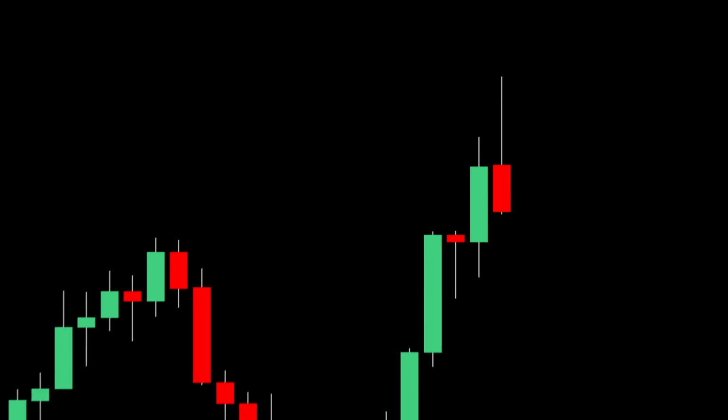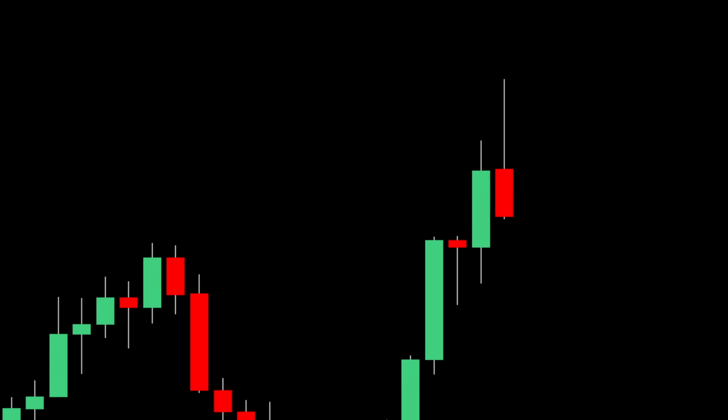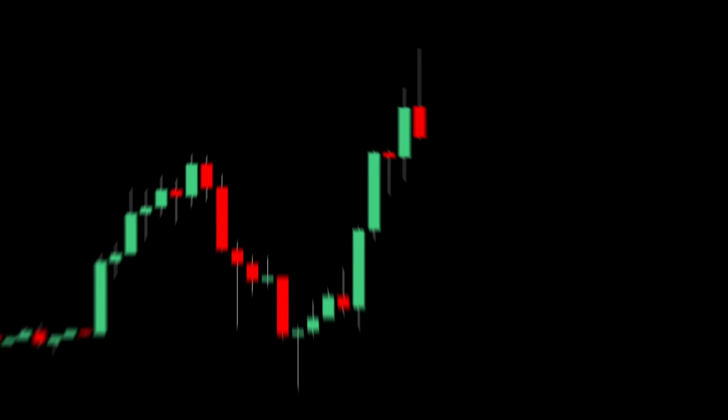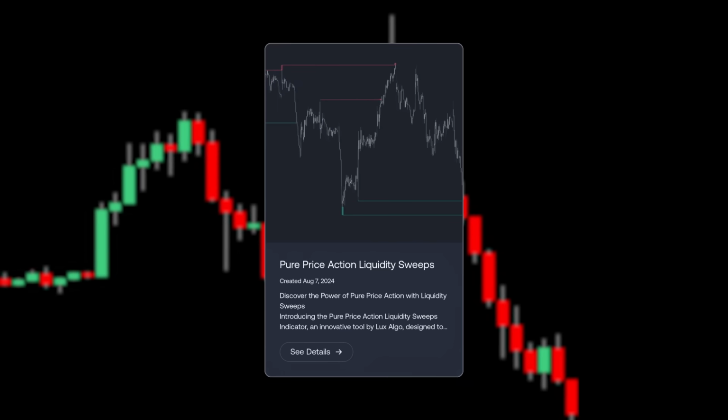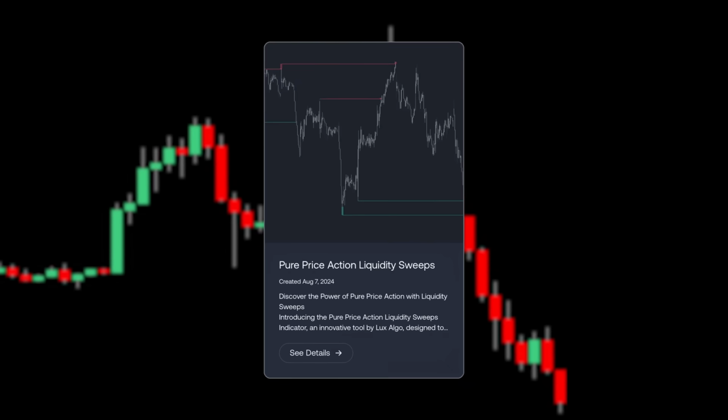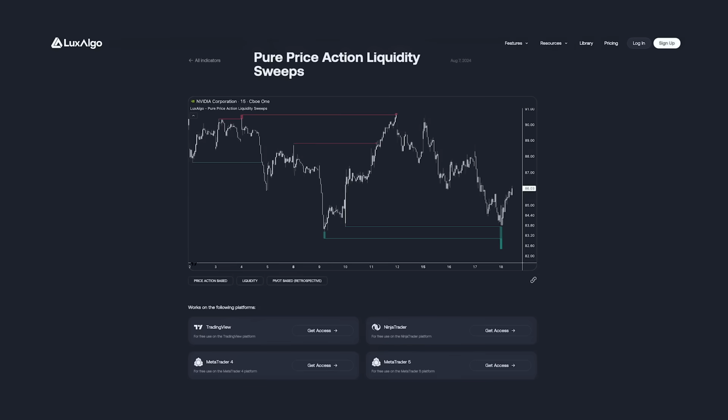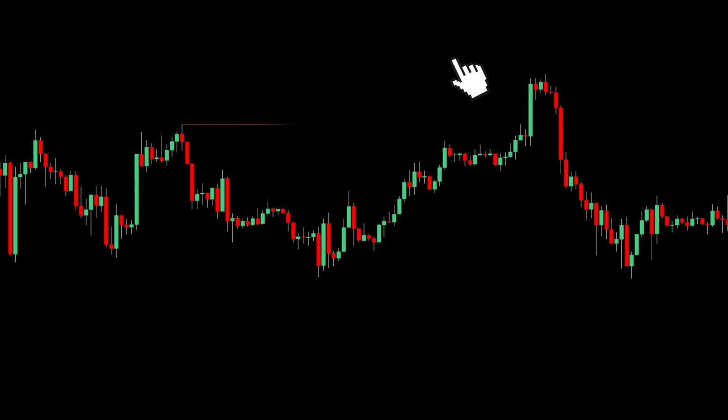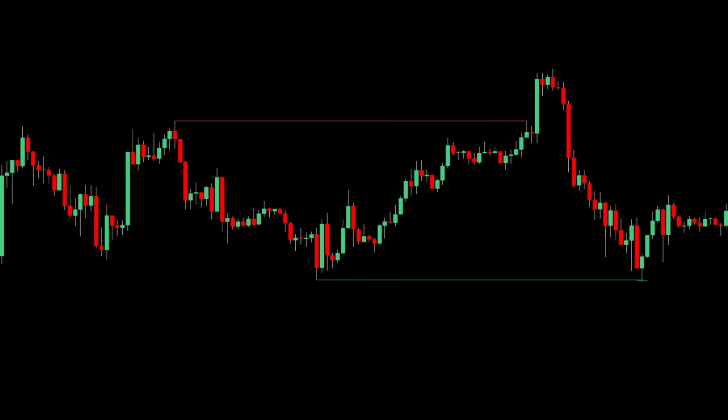On the chart, a sweep often appears as a sharp spike above a recent high or below a recent low, immediately followed by a swift reversal. This indicator is able to detect these liquidity sweeps in real time, making it super easy to execute trades based on them. When you first add this indicator to your chart, you'll notice multiple red and green horizontal lines appear.